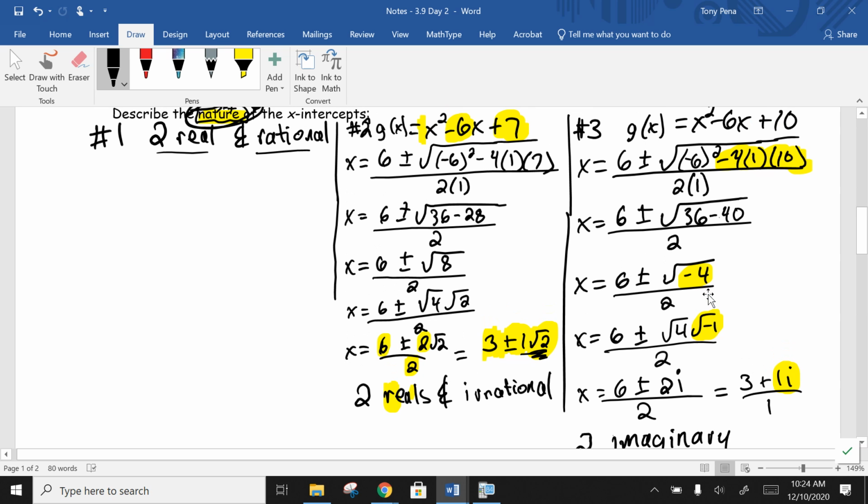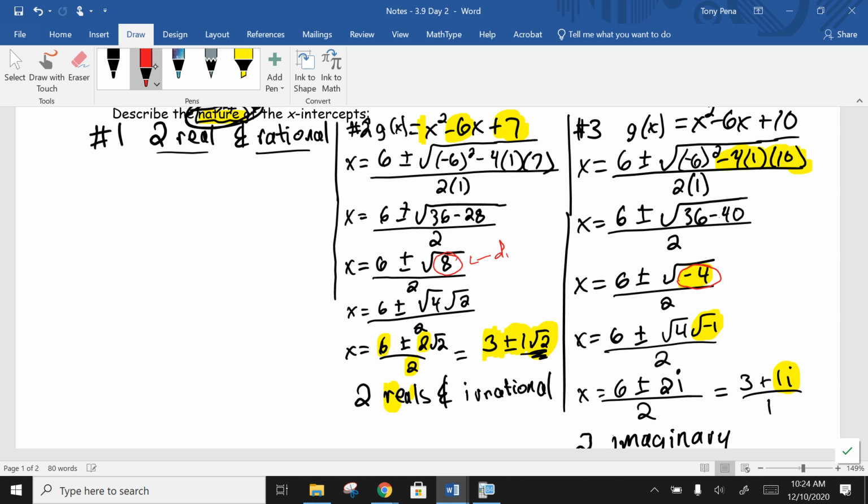All right, the other thing, because I'm in the middle of writing the quiz now, recall what the number underneath here, in this case it was an 8, in this case it was a negative 4. Remember, that's called our discriminant. Okay, and we're going to do that here in a minute anyway. All right, that's our discriminant.